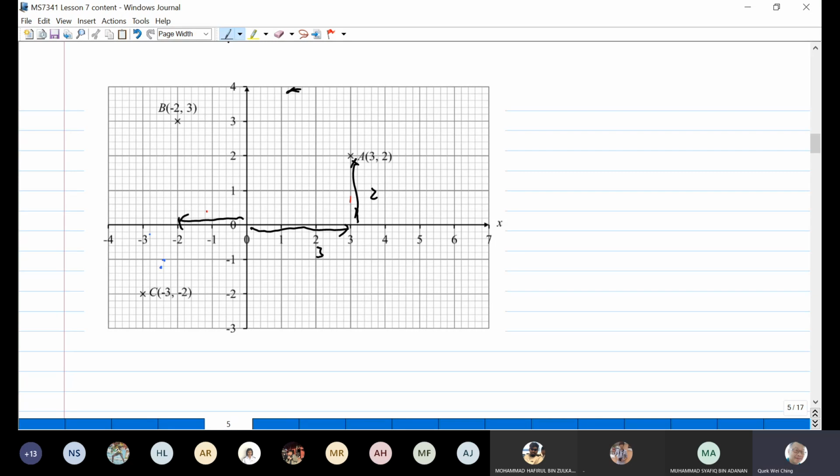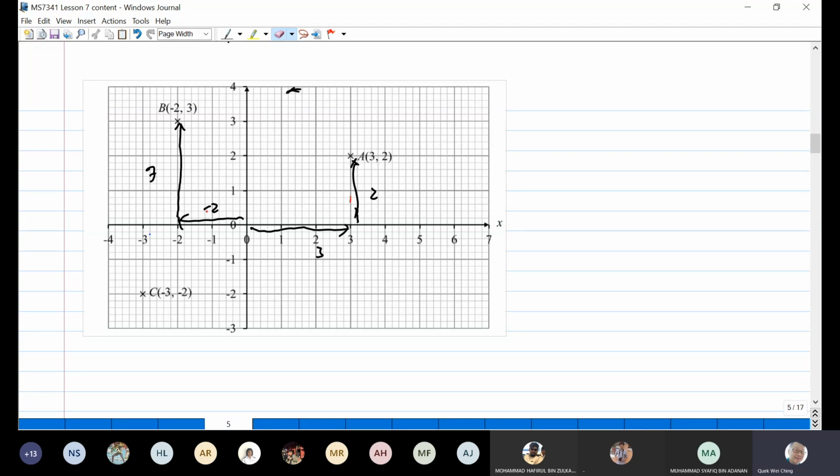Minus 2 here. Then move up to 3. Right, this is minus 3, minus 2. So we get a point B. If you want to get a point C, C is minus 3, minus 2, right?